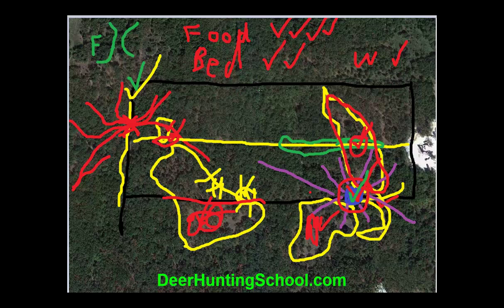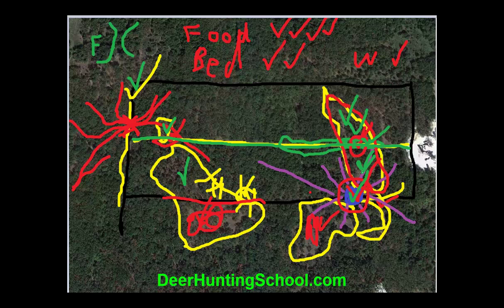And then the other thing that I'm going to look for is prime bedding area in the rut. If there's does bedding here and here, and this old road runs right through the middle of it, I'm darn sure in the rut I want to be in there, in that road, because them bucks are going to cross that old road from this side of the bedding area to this side while they're breeding does or while they're looking for does.